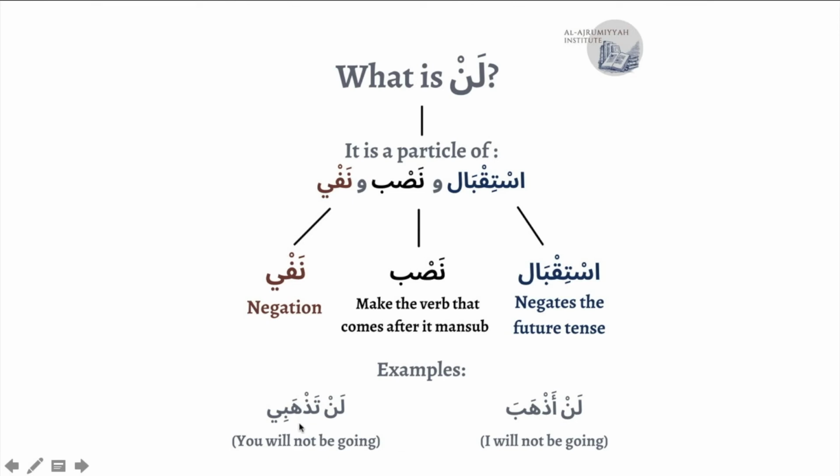Likewise, if the verb was originally part of af'al al-khamsa, like tadhhabina with a thubut al-noon, when I add the lan, it becomes lan tadhhabi, and I drop the noon because it's mansub. So lan tadhhabi means you will not be going, feminine. And again, it's negating the future tense, and it's making the verb tadhhabina mansub, so it becomes tadhhabi. And that in a very brief sense is what the lan is and how it functions.